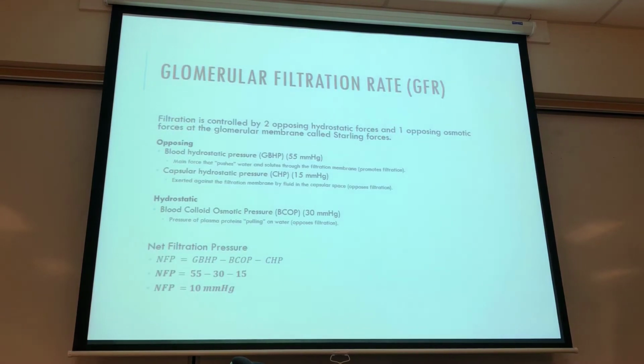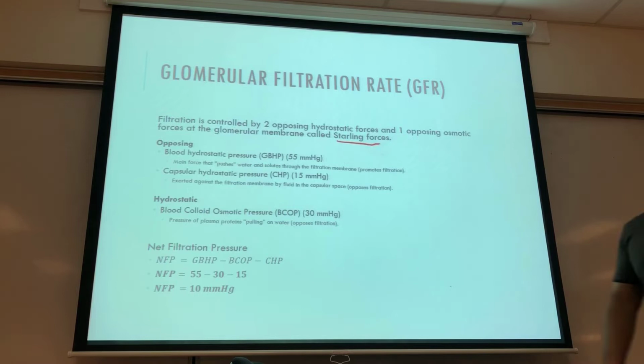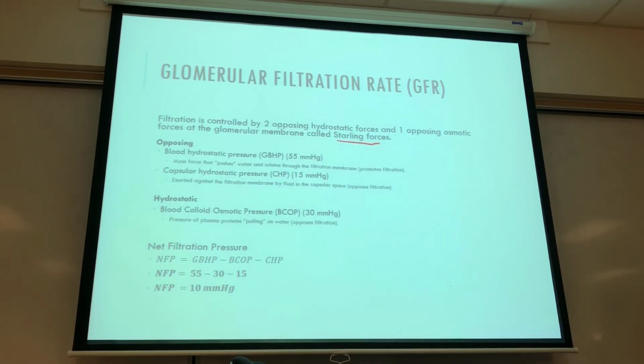Our glomerular filtration rate. And each of these are described for you. Blood hydrostatic pressure, capsular hydrostatic pressure, exerted against the filtration membrane by fluid in the capsular space, and then blood colloid osmotic pressure. So those haven't changed. The balance of all these forces are Starling's forces. The same forces that you learned in the heart, same things about preload, or the filling of the heart due to preload, it's going to cause a bigger contraction. Same thing with these forces. These are all the forces that are involved in the process of filtration.